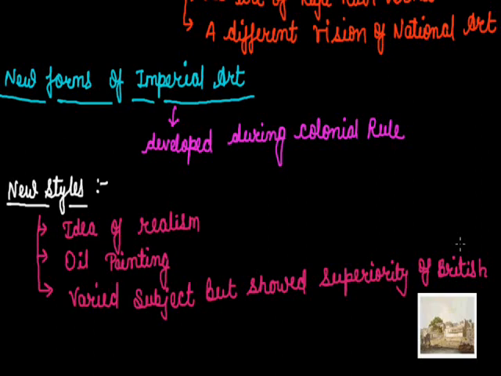Now the third one is various subjects but showing the superiority of the British. Actually, different kinds of subjects were painted by the artists, but the theme was the same, like all the artists wanted to show the superiority of the British. That's why the British were the center of these kinds of paintings.